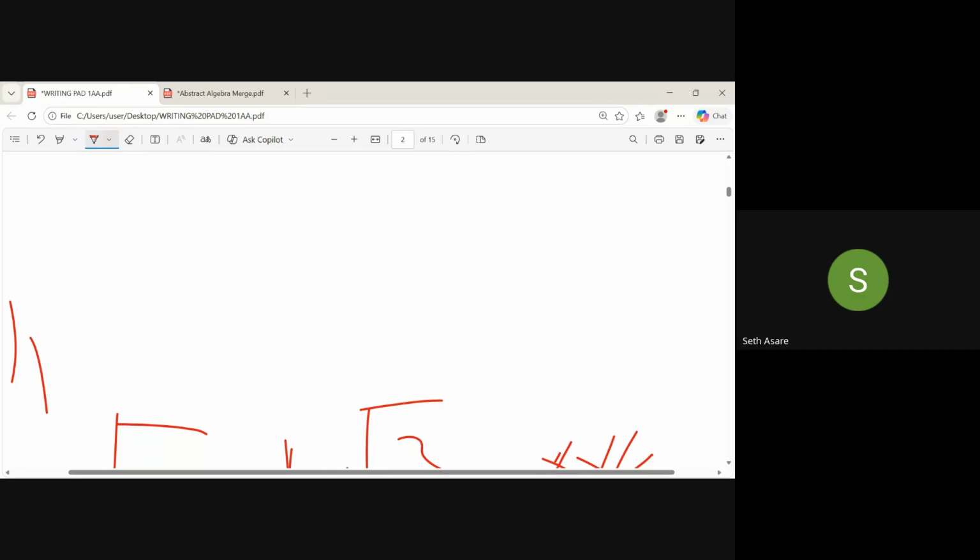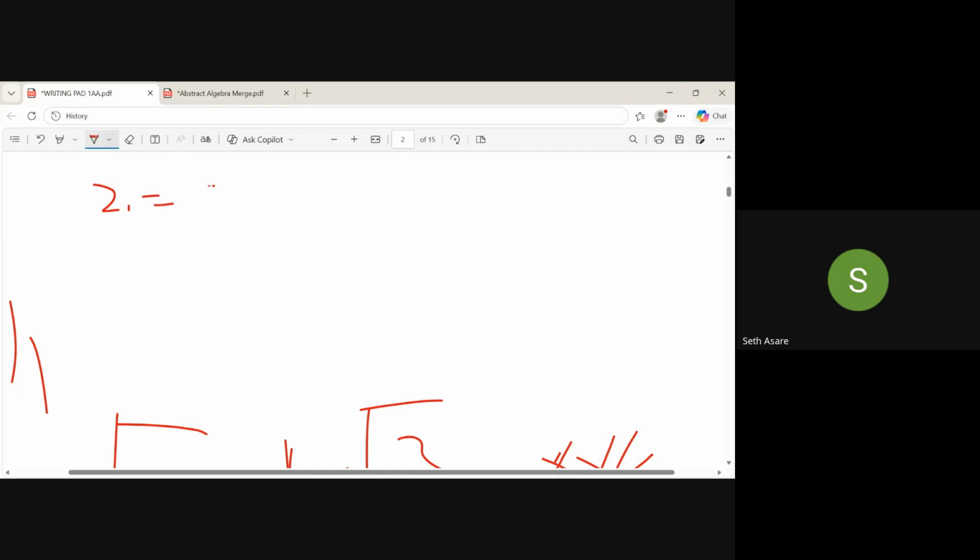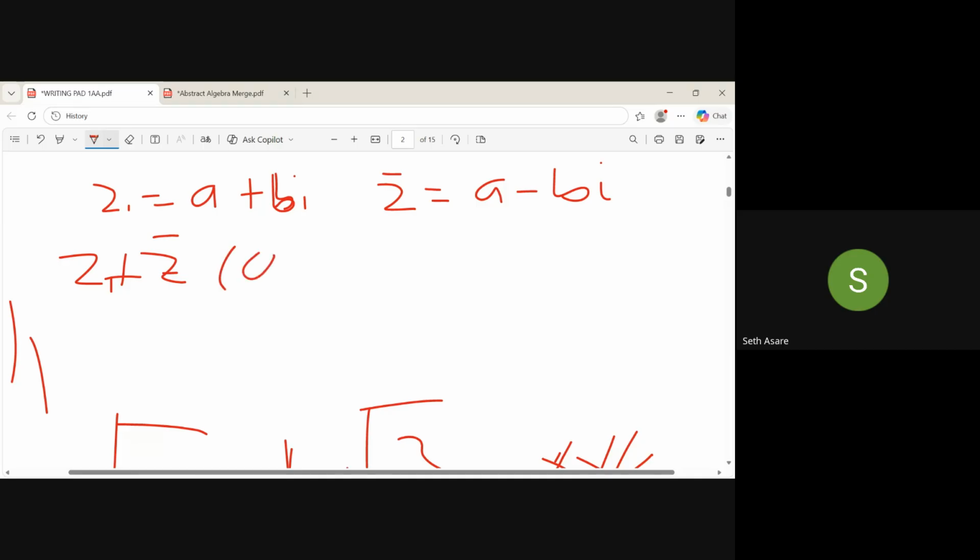Like I have z, let's say z is equal to a plus bi. Its conjugate is equal to a minus bi. I am adding this. Okay, let's use z and its conjugate. So that one is giving me a plus bi plus a minus bi.